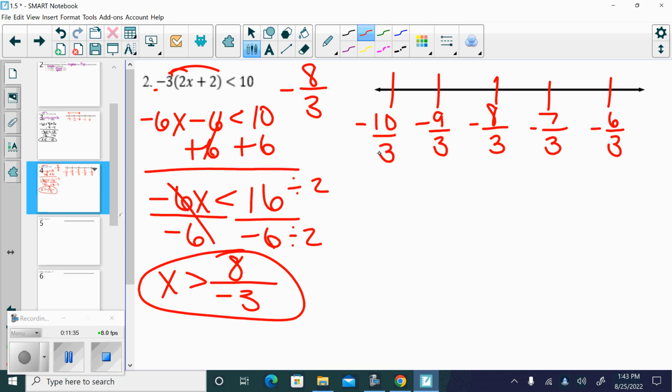All right, open or close circle. Open, because it's greater than. And once again, since it's greater than, am I going to point my arrow to the right or the left? The right. Very good. Because I'm wanting to get more positive. Good.